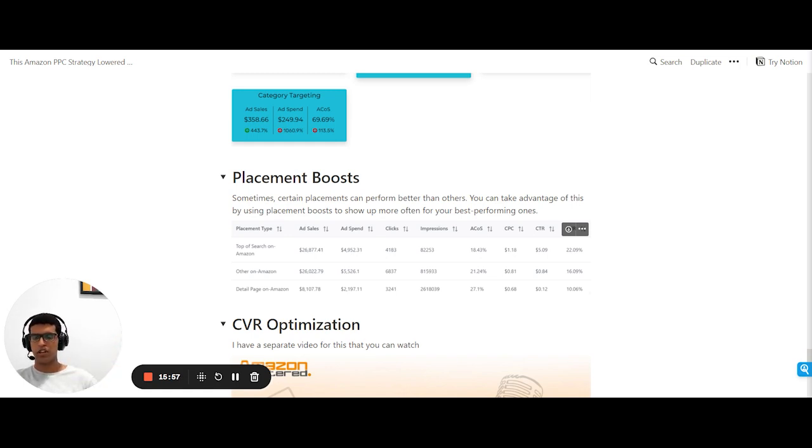For example, if you're converting twice as well on top of search, you might want to add the 100% top of search placement boost so you can increase your visibility and get more sales. And soon enough, hopefully we're going to get negative placement boosts, which hasn't been on the roadmap for Amazon for now, but hopefully in the foreseeable future, we'd be able to lower these placement boosts as well.